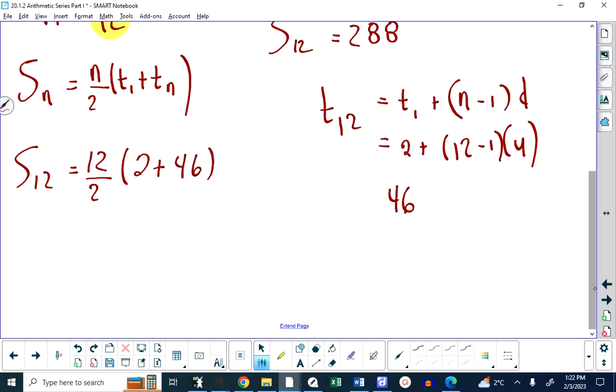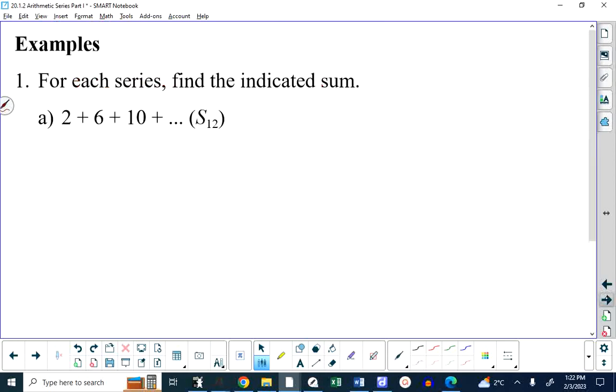Well, you get the same thing, don't you? Because 46 plus 2 is 48. We had 48 before times 6. I'm not going to do that. I'm going to stick with the formula that will take me there the quickest. I don't like using two formulas when one will do. Let's try another one. Well, we already did that.